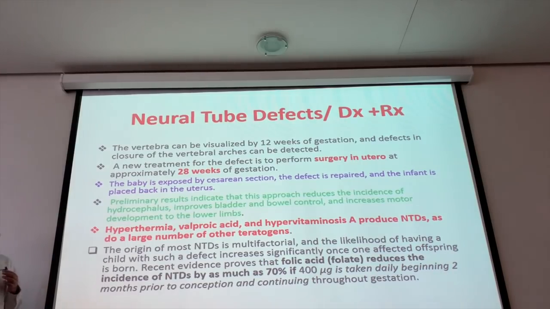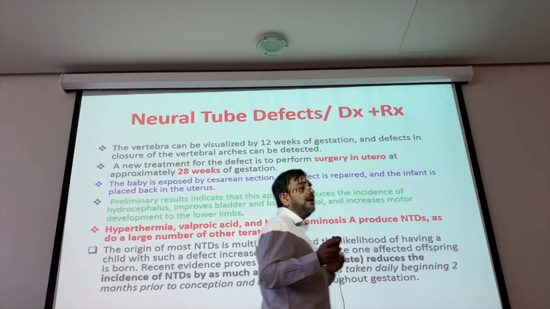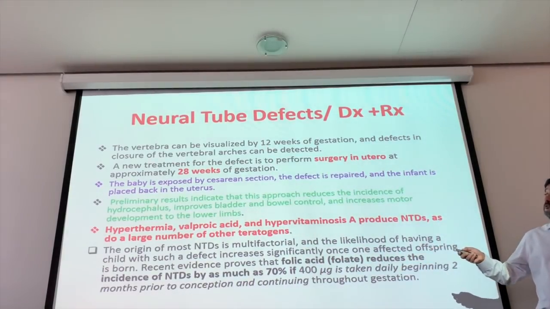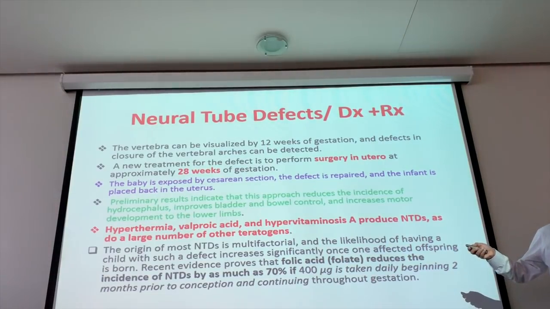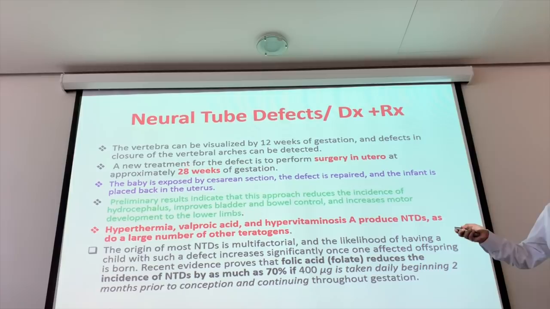We can correct the spina bifida cystica in utero by doing a surgery around the 28th week of gestation. So you don't have to correct this condition only after birth. You can correct this condition in utero around the 28th week of development.